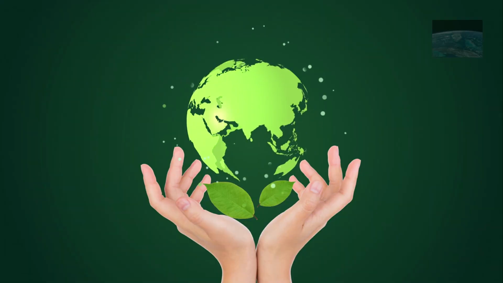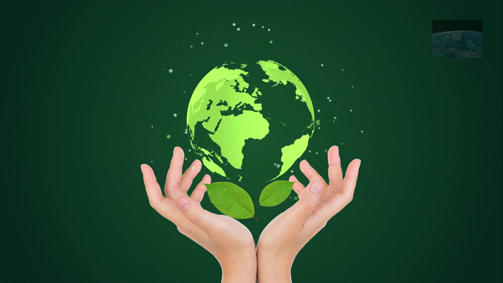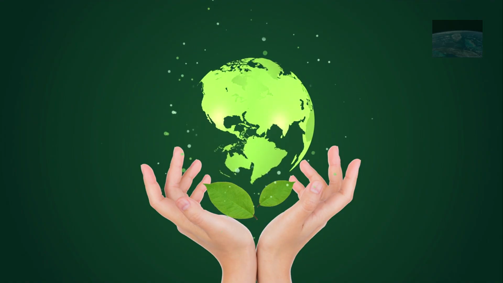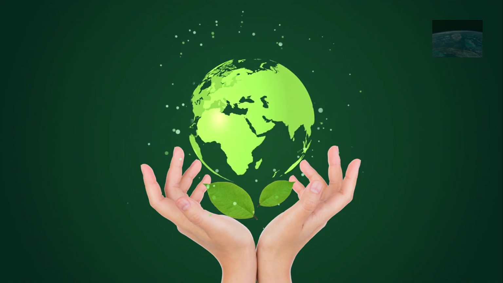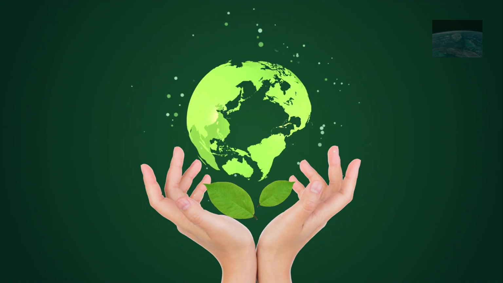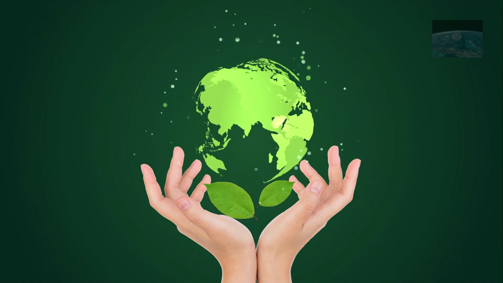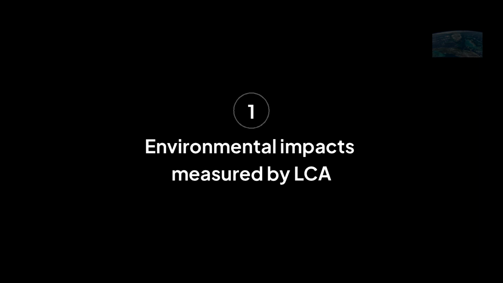Life cycle assessment, or LCA, is a scientific method used to measure the environmental impact of a product throughout its entire life, from raw material extraction to final disposal. It measures things like carbon footprint, water use, energy consumption, land use and pollution. The goal? To understand which stage causes the most impact, and how to reduce it.